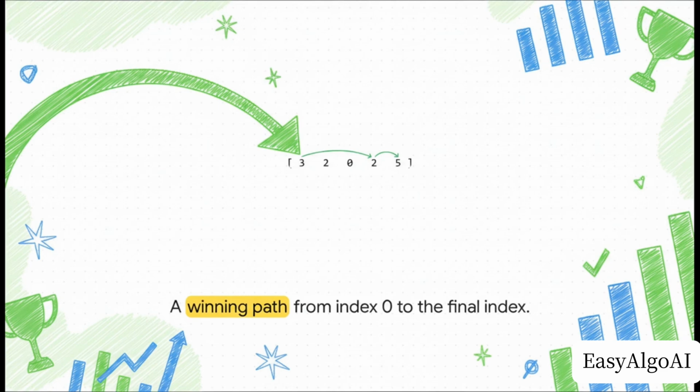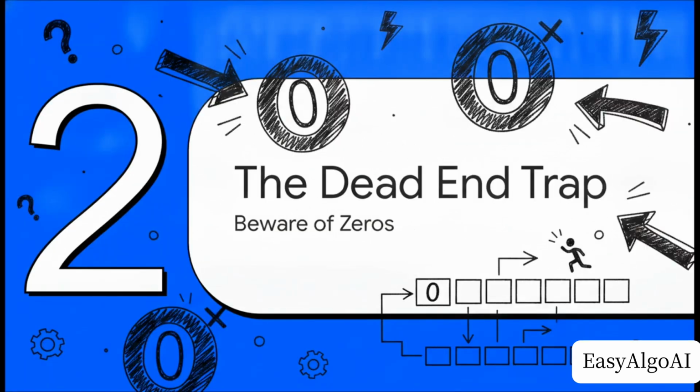Now, if the array was just packed with positive numbers, solving this would be a total breeze. Take the array 3, 2, 0, 2, 5. Starting at index 0, which has a 3, we can easily jump 3 spaces over to index 3. That spot holds a 2, which carries us the rest of the way to the final index. Boom, success. But, of course, it's rarely ever that easy in interviews, right?